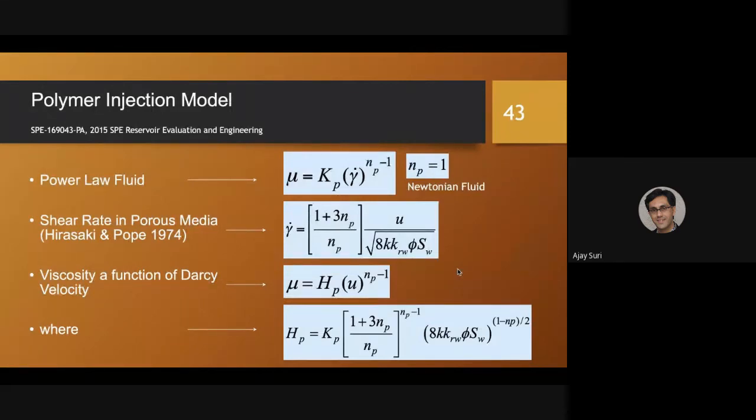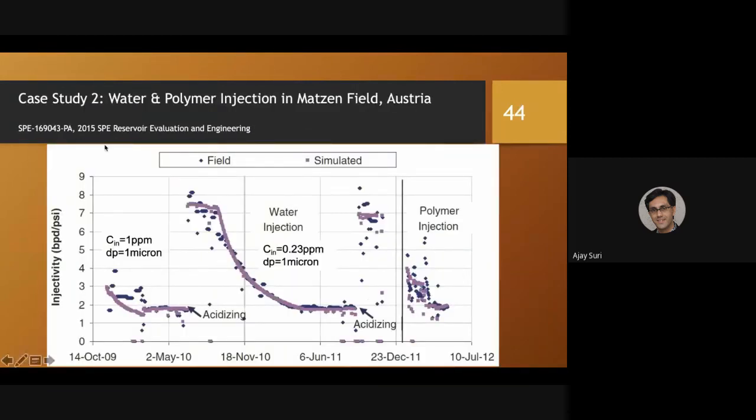We have polymer injection models also that we have applied, and we have matched to field. So this is another case study where we had a polymer injection after water injection in a field in Austria. It was also very clean water, 1 ppm or so. But we still see an injectivity decline, starting at 7, 8 here after acidizing, and it goes back to 2, 3. So it reduces more than half in less than a year. So that will give you an idea that, no matter how clean you make the water, the injectivity does decline very quickly in a year or so.